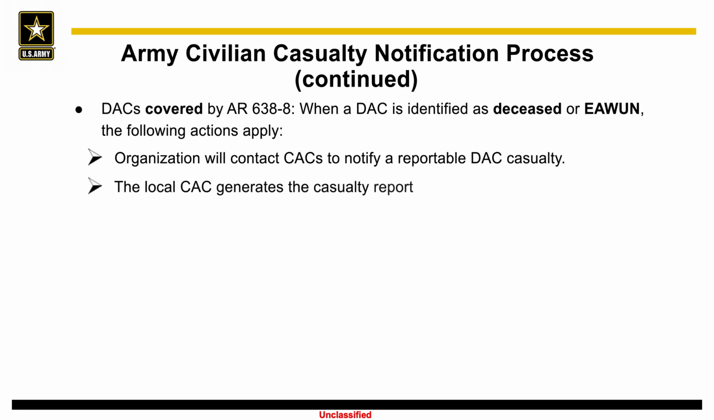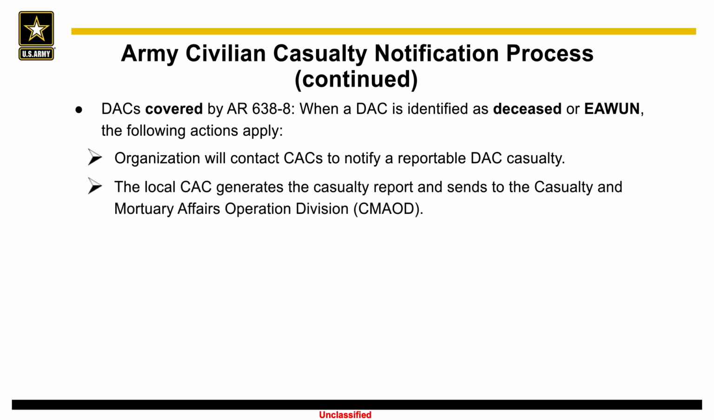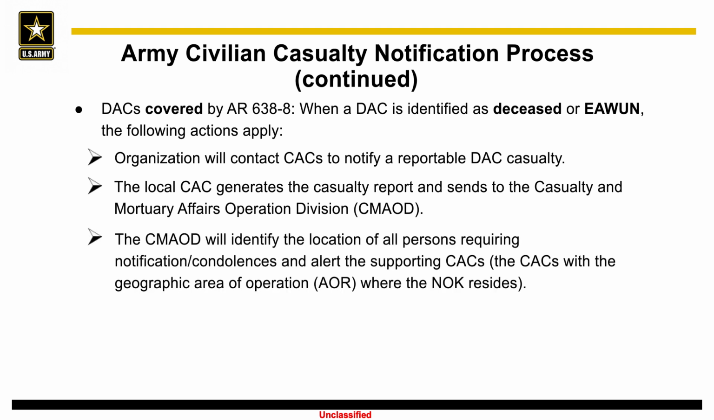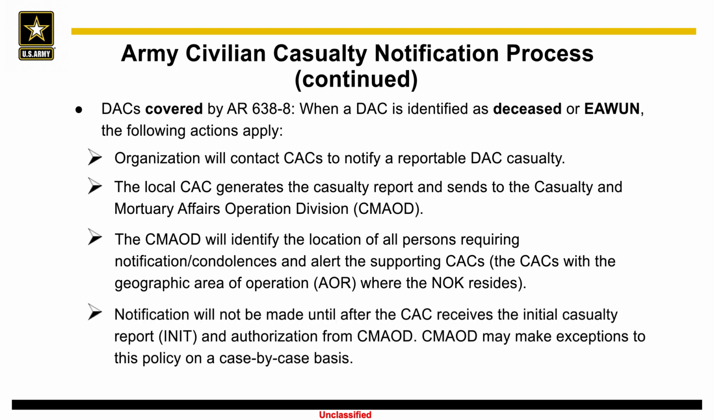The local Casualty Assistance Center generates the casualty report and sends it to the Casualty and Mortuary Affairs Operation Division, CMAOD. The CMAOD identifies the location of next of kin and alerts the Casualty Assistance Centers with the geographic areas of responsibility where the next of kin reside. After the Casualty Assistance Center receives the initial casualty report and authorization from the CMAOD, notification will be provided to the next of kin.